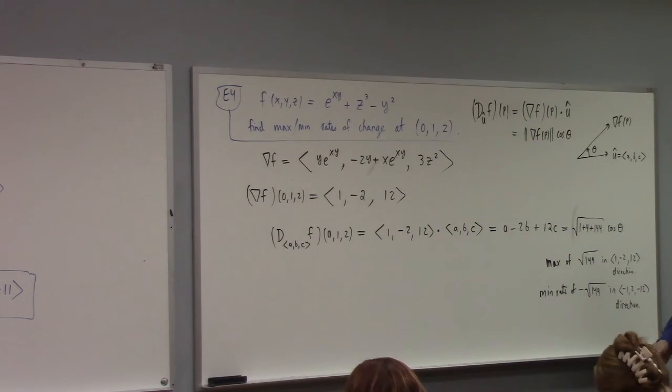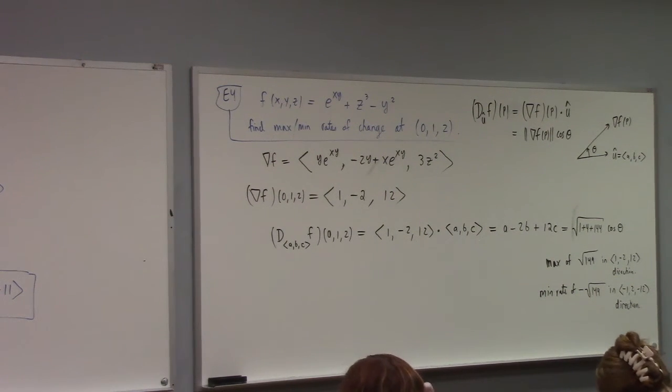Now, I'd be wrong for these answers if I had put language in the question which said, give me unit vectors in the direction of the minimum and maximum rate of change at the point, right? These would not be unit vectors. If I wanted unit vectors, I'd have to rescale these. I'd have to divide by the square root of 149, right?